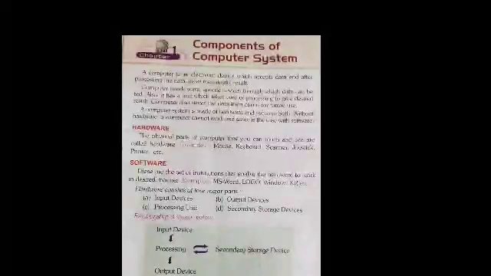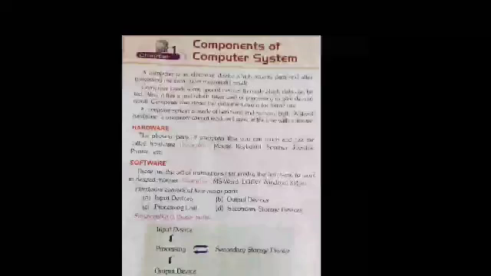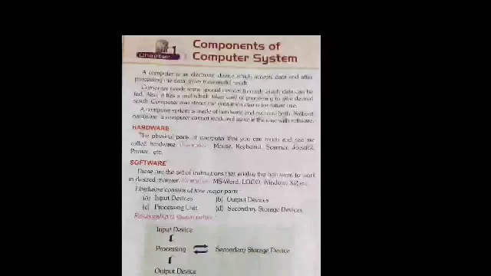Hardware: the physical parts of the computer that you can touch and see are called hardware. Examples: mouse, keyboard, scanner, joystick, printer, etc. Software: these are the set of instructions that enable the hardware to work in desired manner. Examples: MS Word, Logo, Windows XP, etc.